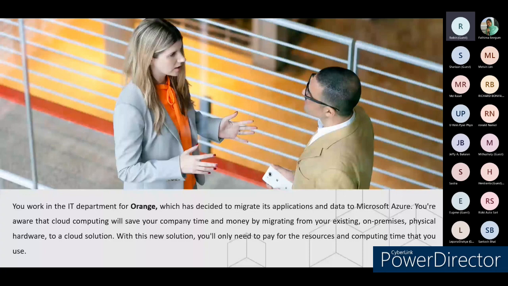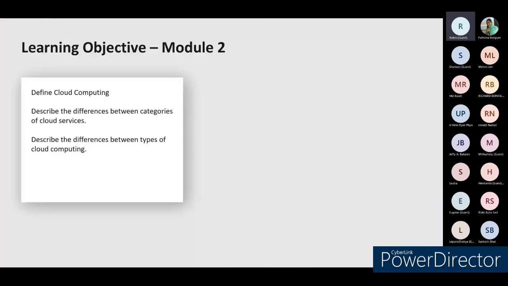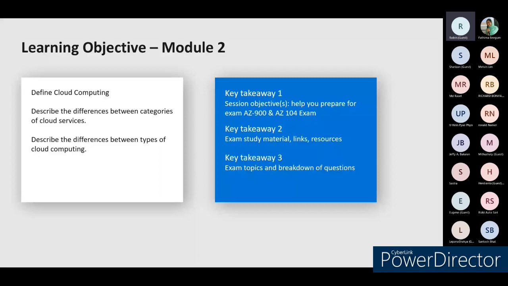So the objective for this module 2, considering a case study or scenario, is that we are trying to align the session with two certification programs: AZ-900 and AZ-104. By the end of this session, you will be able to clear the AZ-900 and 104 certifications. What the certification is, we already covered in the last session. So in this first chapter, we are trying to cover two important points.